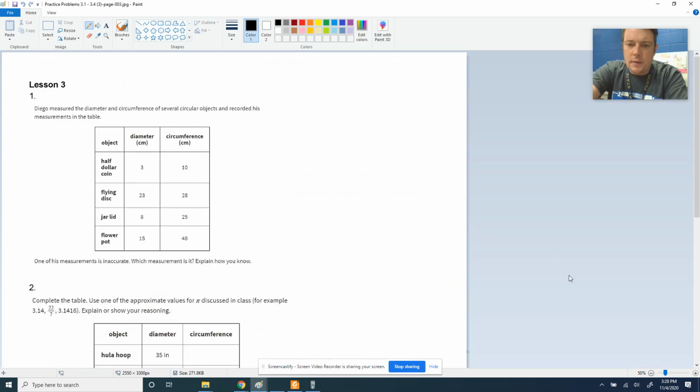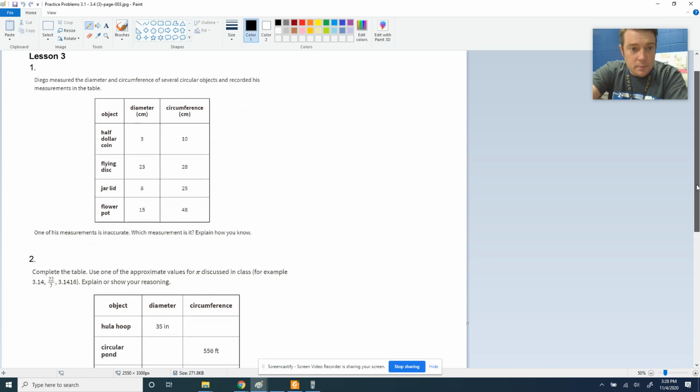I'm opening up lesson number 3 for us to work through together. This is what we covered on Wednesday when we discovered what pi was. So now that we know what pi is and what it stands for in the relationship of circles, we should be able to test out tables that ask about circles, like number 1 here with Diego. Diego measured the diameter and circumference of several circular objects and recorded his measurements in the table.